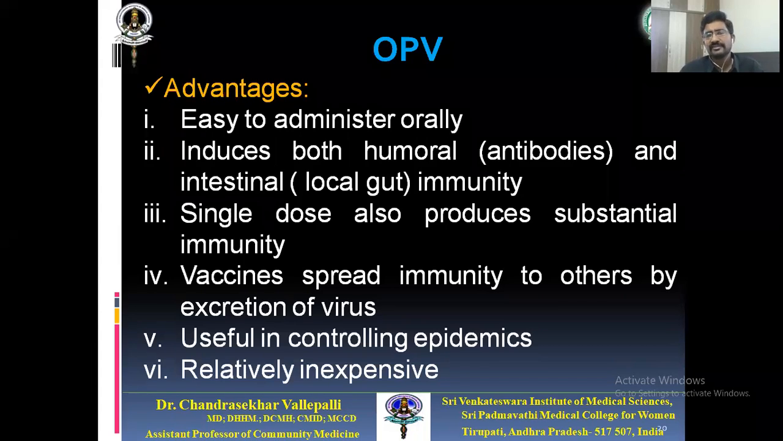Then this vaccine spreads immunity to others by excretion of the virus. It is also useful in controlling epidemics. And this vaccine is relatively inexpensive when compared to the others. So these are the different advantages of this OPV.